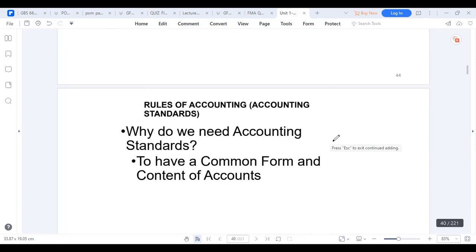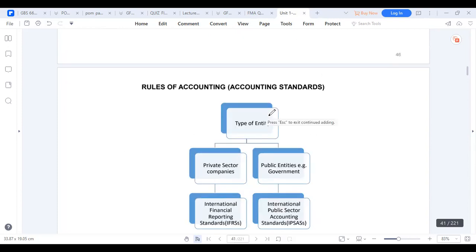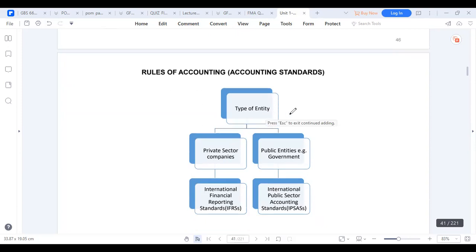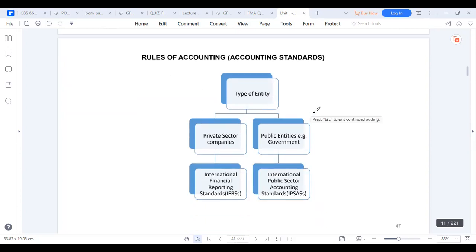So why do we need accounting standards? The reason is to have a common form or content of accounts, such that when you go to the US or Canada, all these will depict a similar or the same format. The rules of accounting or accounting standards will depend on what entity we have, whether it's in the private or the public sector.